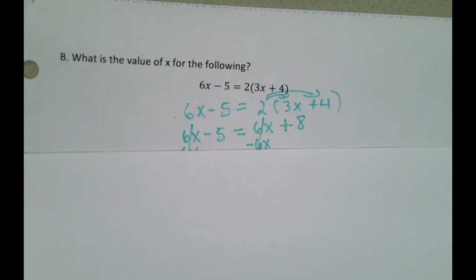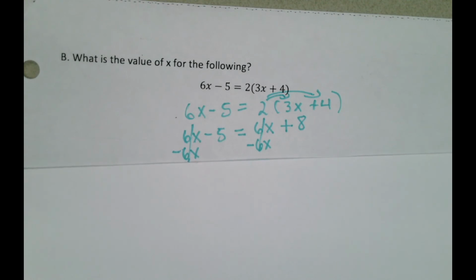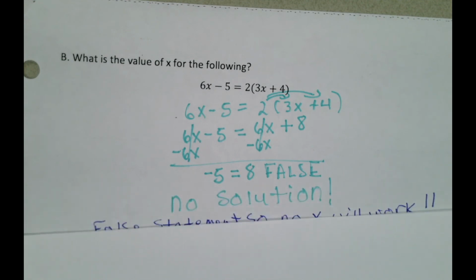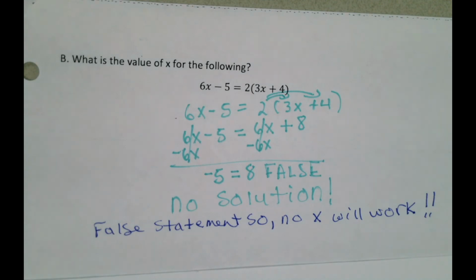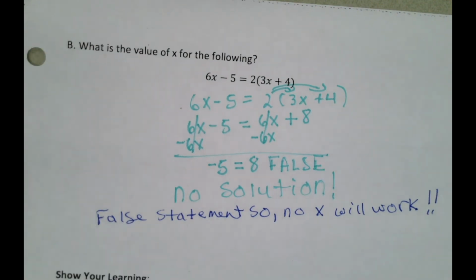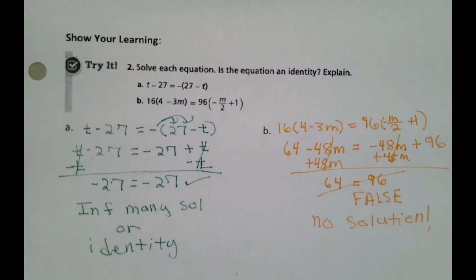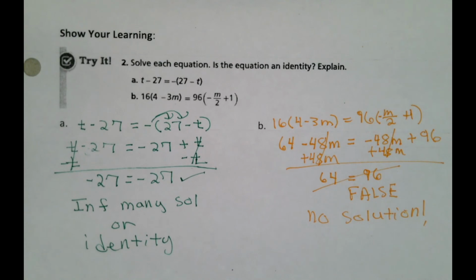Subtract that 6x, because we're trying to get it all by itself, and we end up with negative 5 equals 8. That's false. Negative 5 does not equal 8. So we have no solution, meaning that no x will work in this equation. Okay? And last but certainly not least, I'm not going to go over it too much, but I am going to show it to you. Try it out yourself. Freeze. Solve it like you normally would and see if you get what I get.